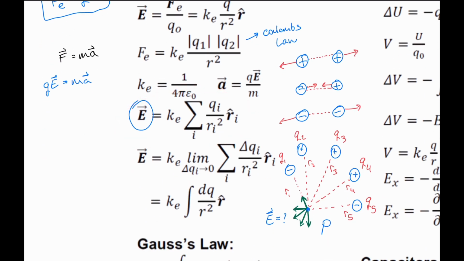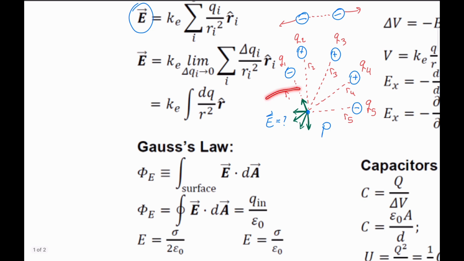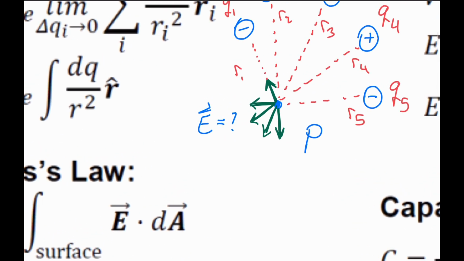Very simple. The only thing that's not simple is actually calculating the total electric field. And this is where you need to be able to add vectors together. So how do you add these vectors together? You can't just add them together because this one is pointing in a different direction and it has a different magnitude.